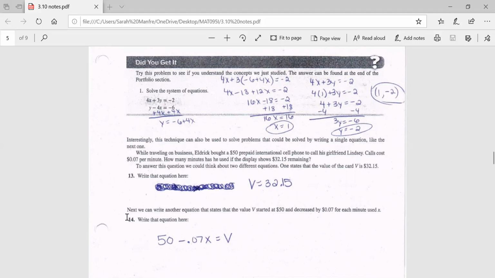Interestingly, this technique can also be used to solve problems that could be solved by writing a single equation, like the next one. So it says, while traveling on business, Eldrick brought a $50 prepaid international cell phone to call his girlfriend, Lindsay. Calls cost 7 cents per minute. How many minutes has he used if the display shows $32.15 remaining?